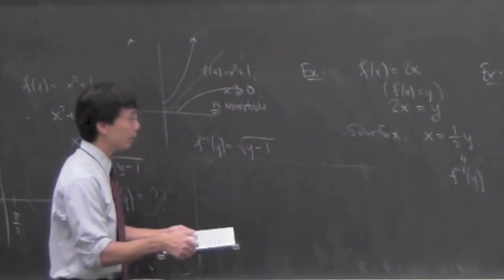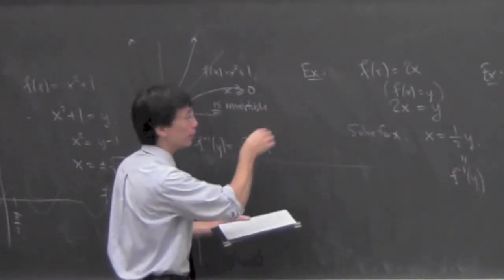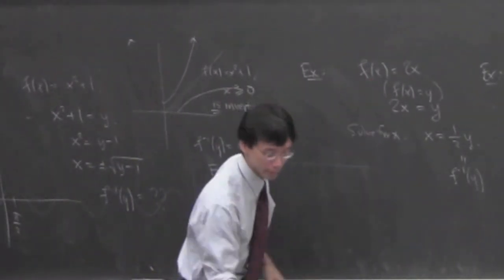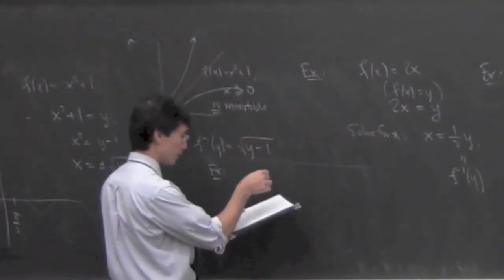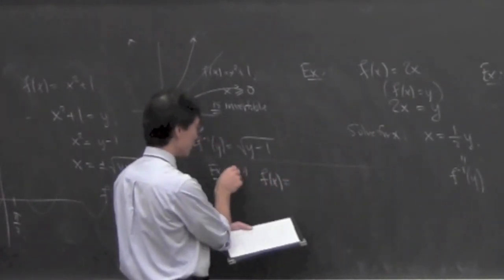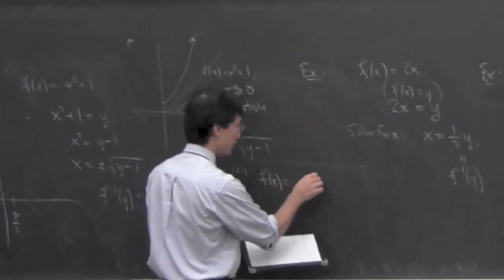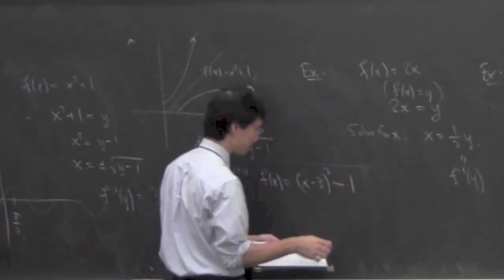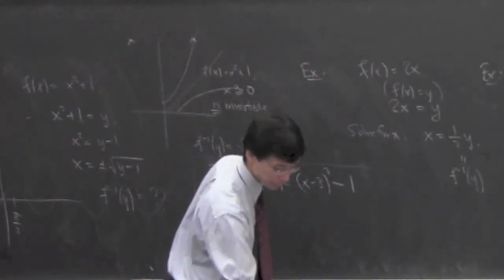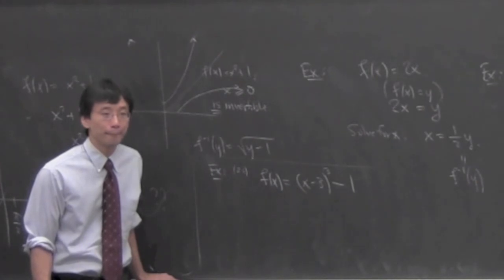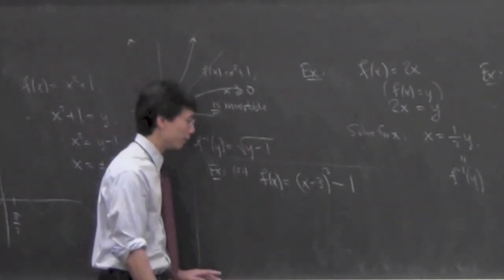Okay, so another example. Going back to finding the inverse function, let me give you a more complicated example. This is number 22 in the text: x minus 3, cubed, minus 1. Again, the question is to find the inverse function.